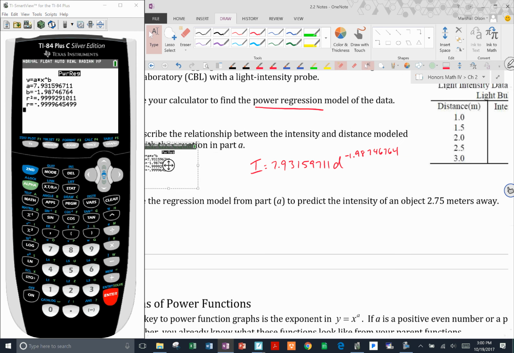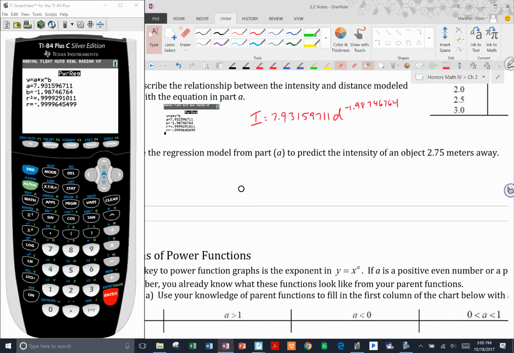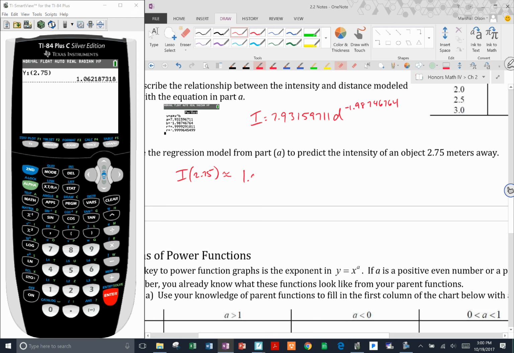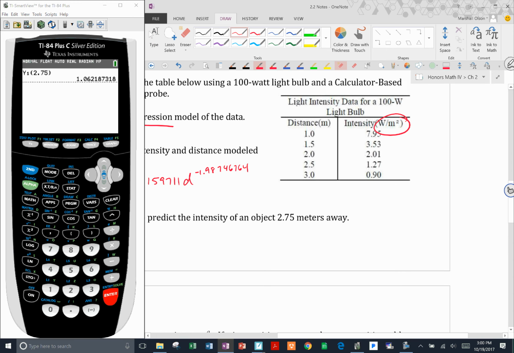Right, now that we have this stored, we can use it to predict the intensity of an object that's 2.75 meters away. So we're going to find I of 2.75, and we'll just type that in right away. Remember, it's stored on our calculator as Y1, so we can go alpha trace, grab that Y1, and in parentheses, it's going to put that value in for x. We put 2.75, and we come up with 1.062. We're talking intensity here, so we are in watts per square meter.